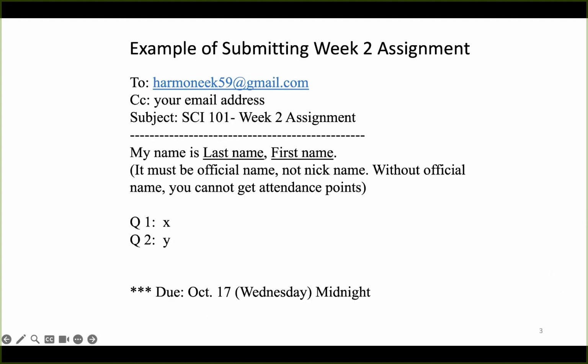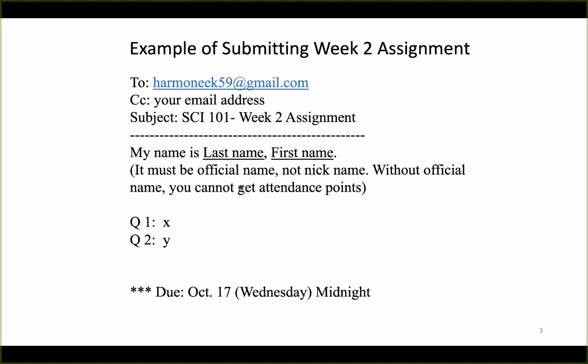This is an example of submitting the week 2 assignment. You need to send quiz answers to my email address. You need to include your email address and the subject title SCI 101 week 2 assignment. This is the email main text body. You need to write your last name, comma, followed by first name. Please do not swap the position between last name and first name. You must start right with last name, comma, then first name.